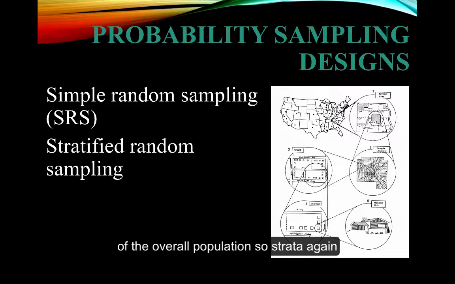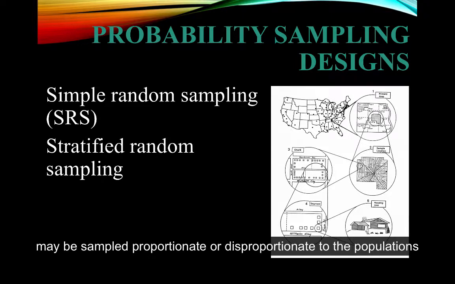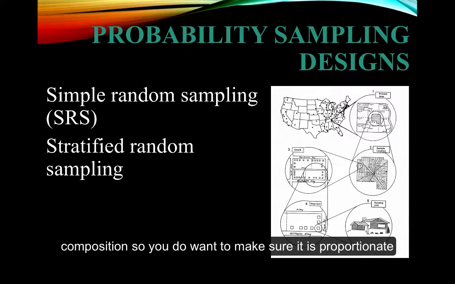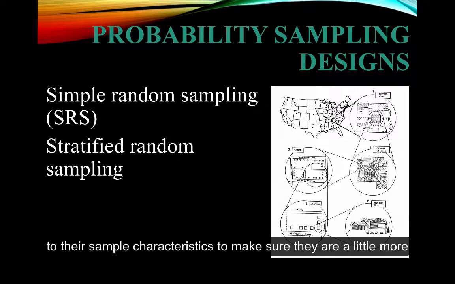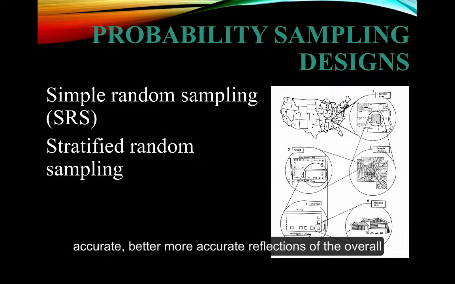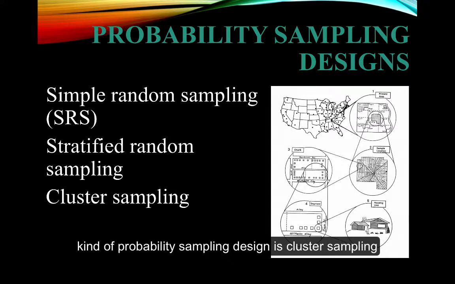So strata, again, may be sampled proportionate or disproportionate to the population's composition. So you do want to make sure it's proportionate. To do this, researchers have to make statistical adjustments to their sample characteristics to make sure they're more accurate reflections of the overall population. They call it weighting, like weighting a variable, which is correcting for the unequal probability of a stratum compared to the overall population. And then the last kind of probability sampling design is cluster sampling.